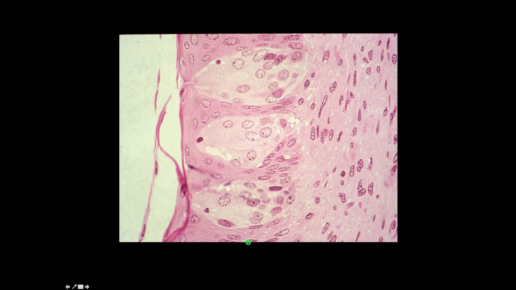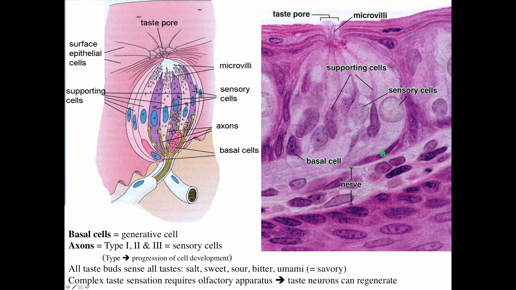There are 3 taste buds shown here. Here you can actually see a taste pore. You can see several different cell types within the taste buds. Again, a much higher histological view showing the taste pore and the diagrammatic view on the left side.